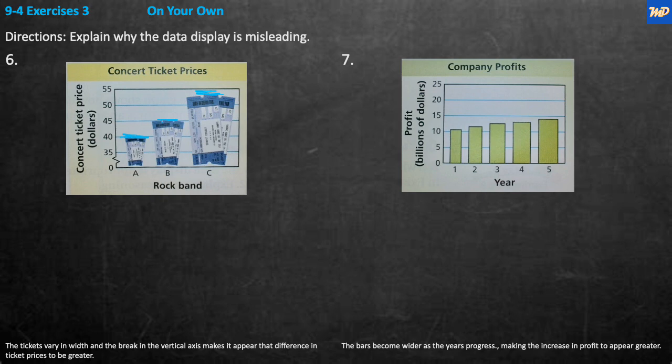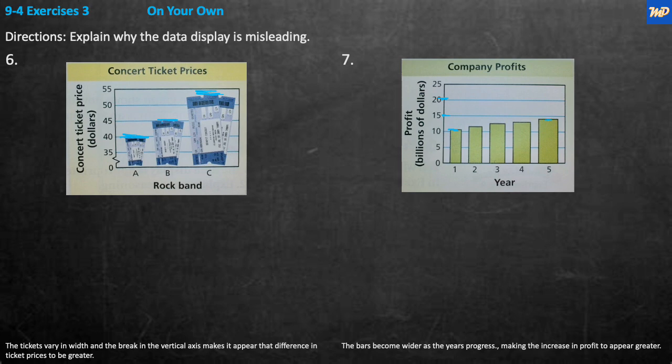Okay? And then if we go to number 7 here, it's profit, billions of dollars in profit. The height of these stands for billions. So it's 10 billion, 15 billion, 20 billion as you go up, over years 1, 2, 3, 4, and 5. So let's look at the revenue. How much did the revenue increase? Well, the revenue increased from 10 billion over 5 years to, let's say, 14.